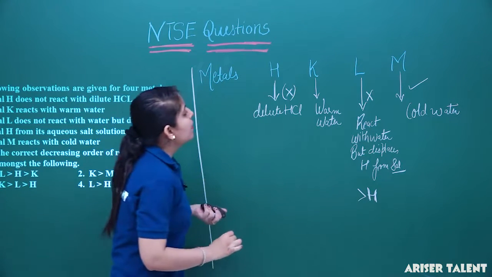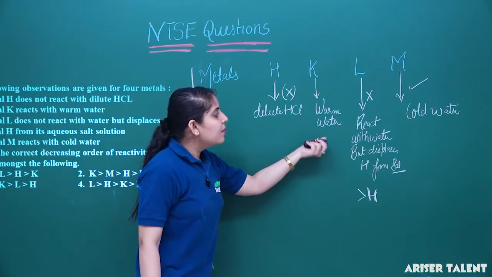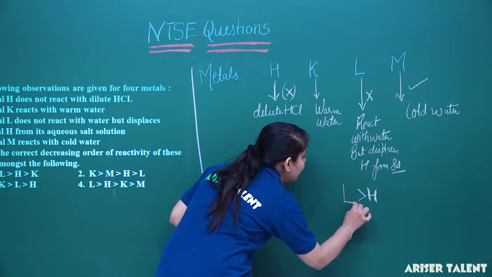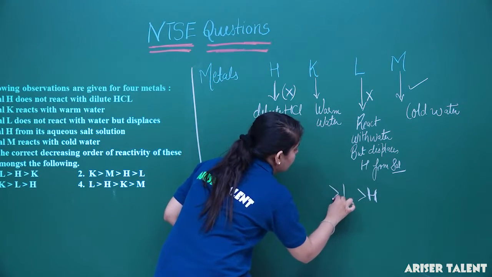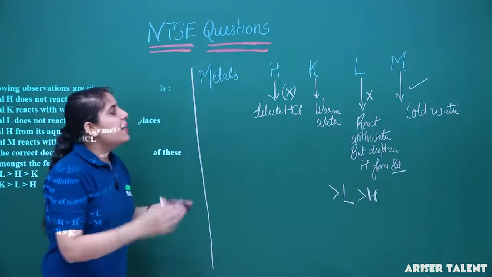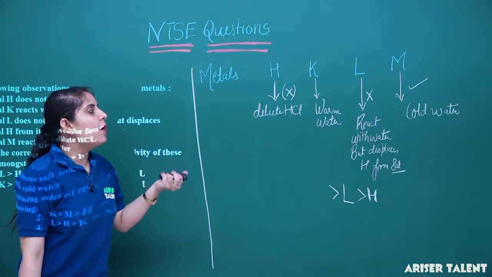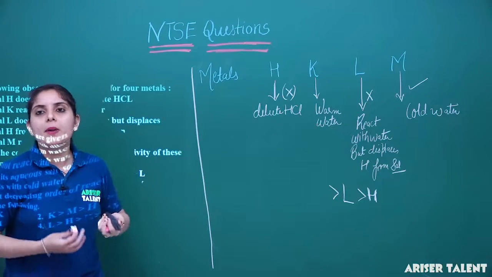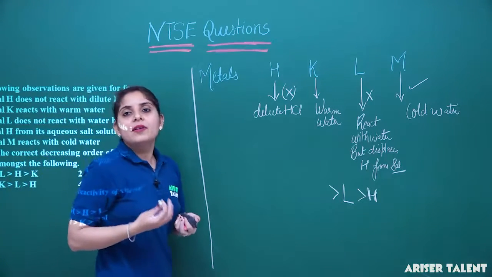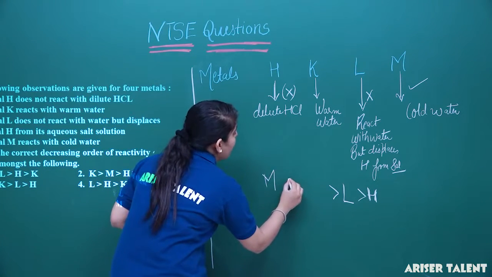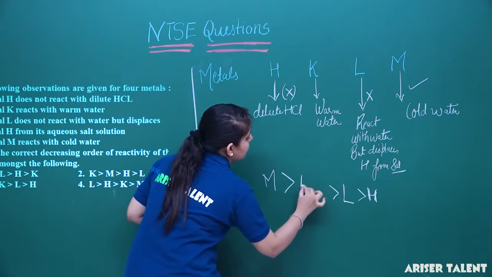Then this one does not react with water but it displaces it. So L will be our second option. Now in comparison between warm and cold water, in cold water there is a tendency of more metal to react. So according to the reactivity series, M will come before K.